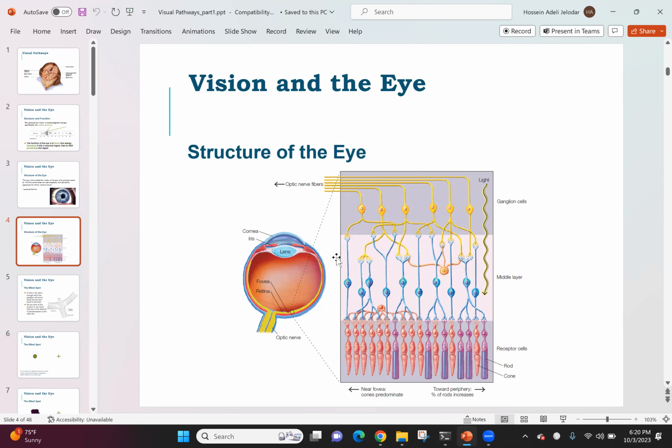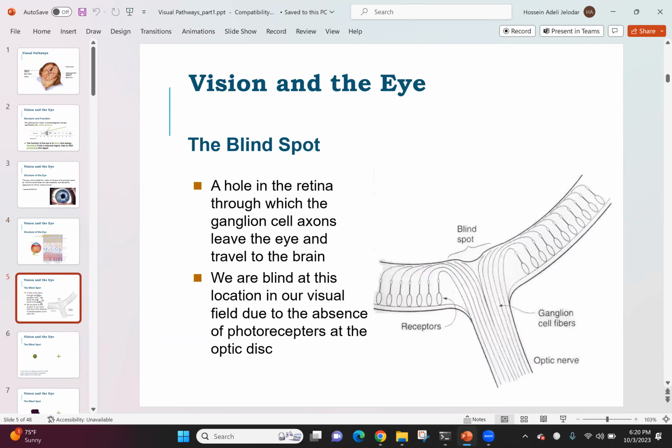Does that make sense to everyone so far? What's the problem? These are the ganglion cells, and the ganglion cells have to bundle together and leave the eye through the optic nerve. What problem does that cause? Well, it creates a hole in the retina. Does that make sense to everyone?